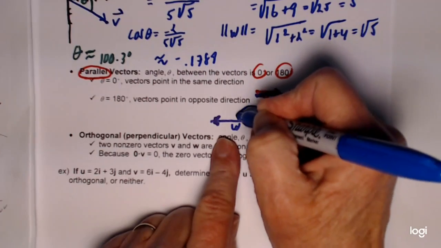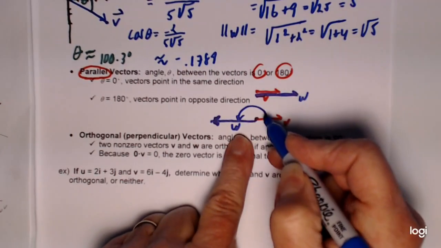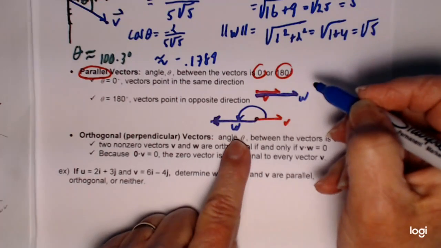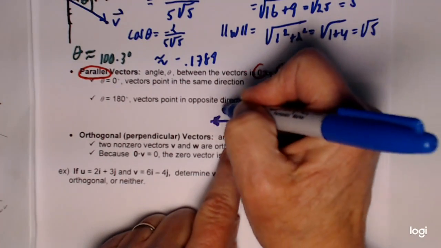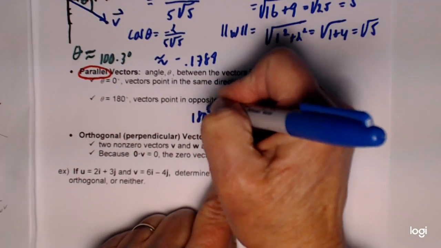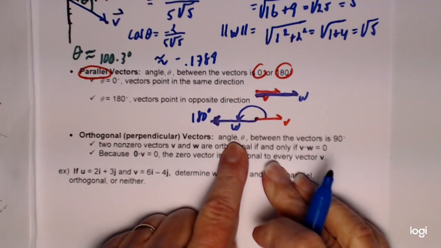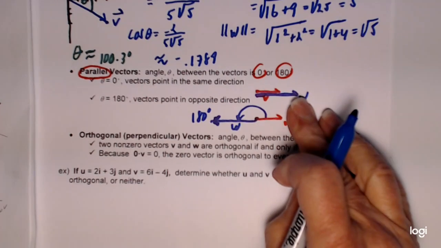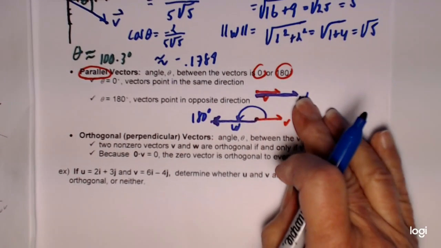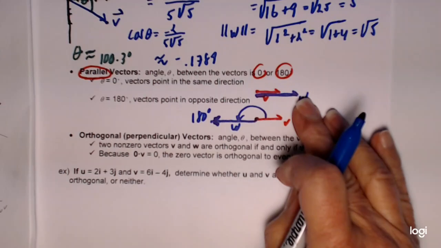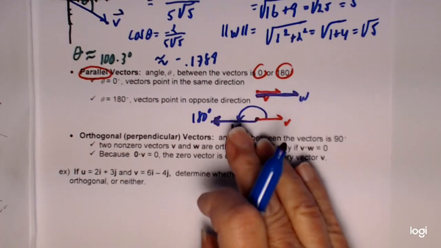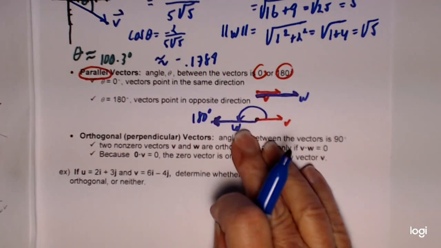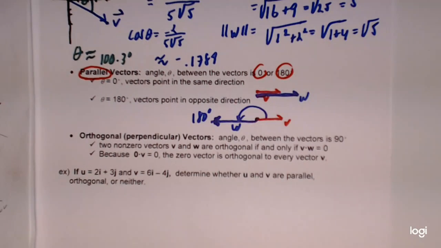So the angle here in between these two, this theta here, would be 180 degrees. So if the angle between the two vectors is 0, that means that they are parallel in the same direction. And if you get the angle of 180 degrees, they're parallel but in the opposite direction.